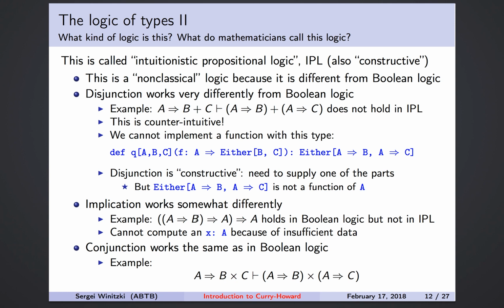A and B are some arbitrary types. Remember, there is a universal quantifier outside of all this. For all A and for all B, we're supposed to produce this, and that is impossible. We don't have enough data to produce some value of type A, and so we cannot implement this function. Conjunction works kind of the same as in Boolean logic. So here's an example. This can be implemented, and this is also in Boolean logic a true theorem.